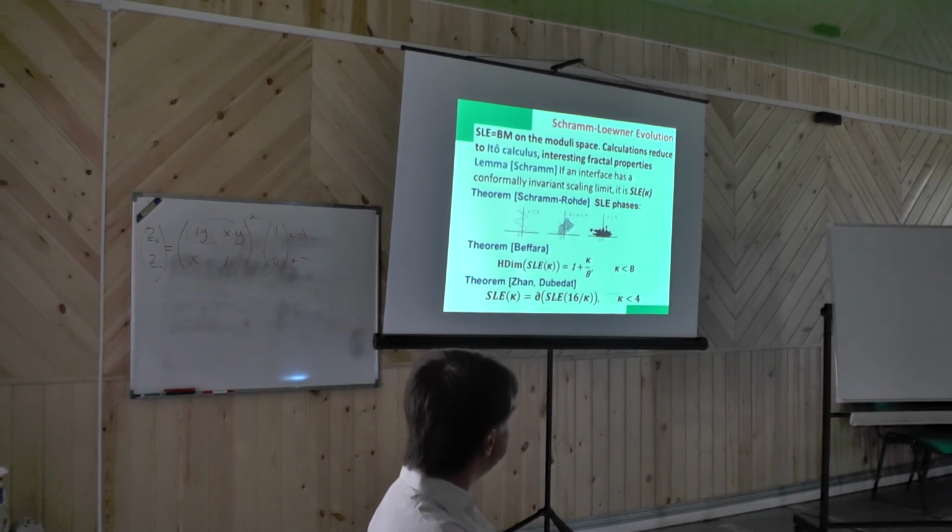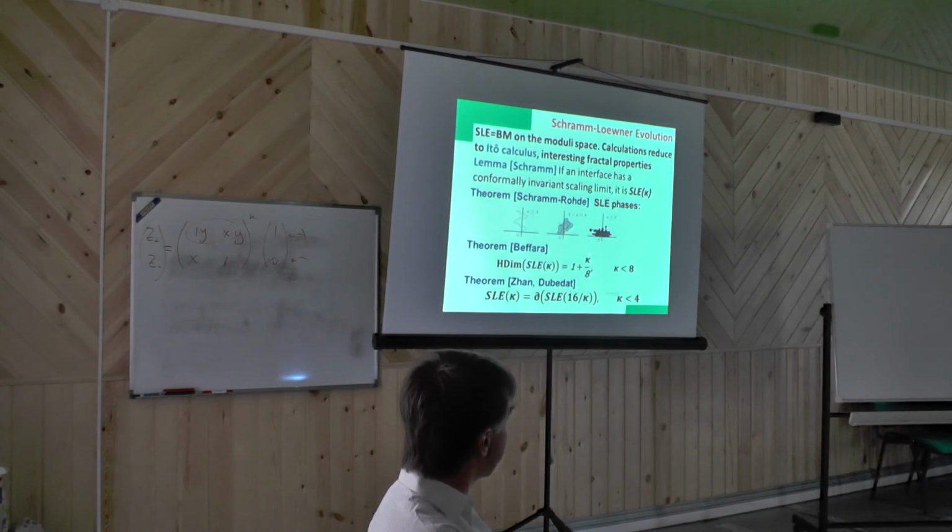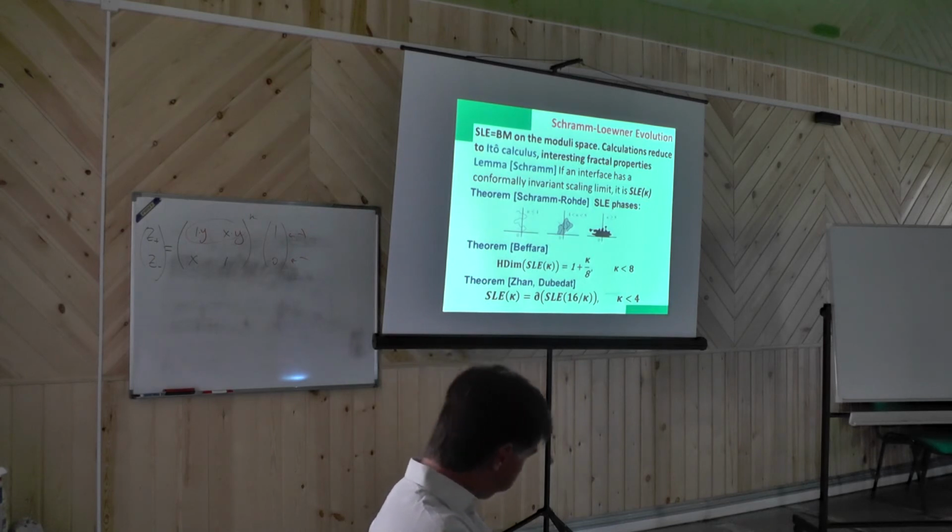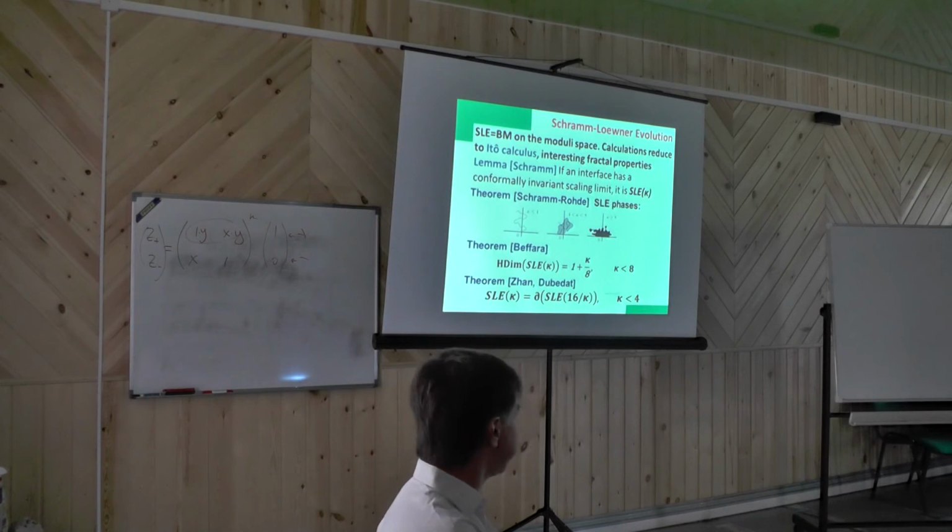A bit less trivial is the theorem of Beffara, that for kappa smaller than 8, the Hausdorff dimension of this curve is 1 plus kappa over 8. So for example, for kappa 4, the dimension is 1 plus 4 over 8, 3 halves. And for kappa bigger than 8, it's dimension 2 because it's space-filling. And yet less trivial is that there is a duality between these two regimes, that this curve looks like the boundary of that curve. There is this theorem of Duplantier and Julien Dubédat.